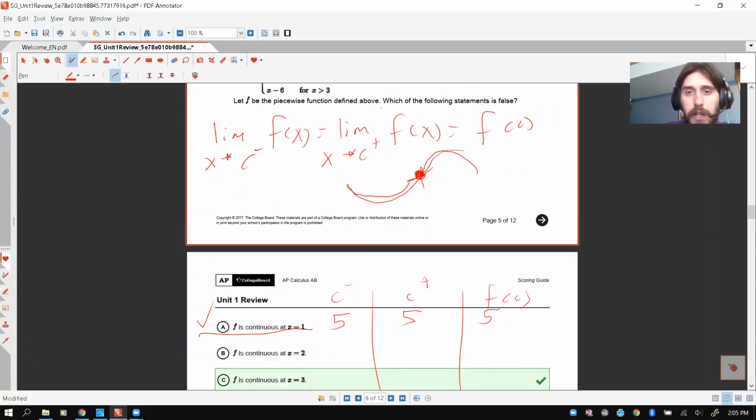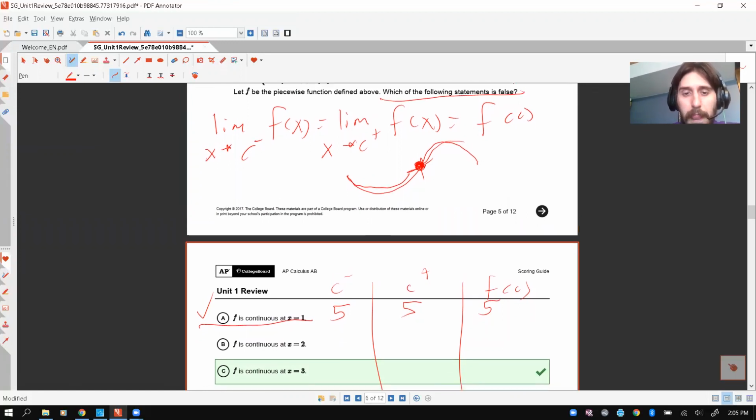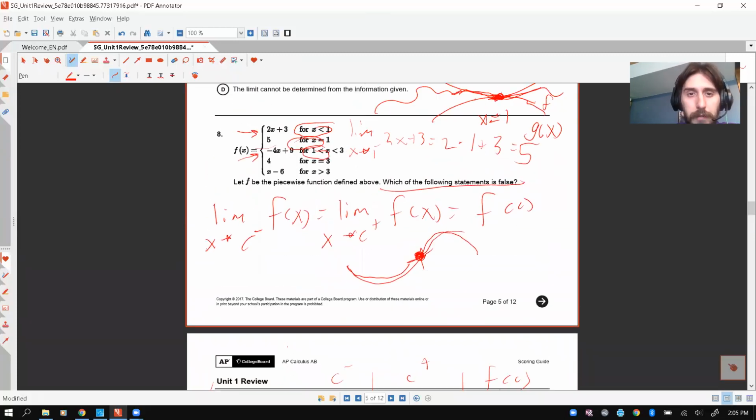And remember, we're looking for where it is false. So where is it not true? All right, so the first one is not going to be the answer. It is true. Let's check if this one is false. So now we're going to look at 2.